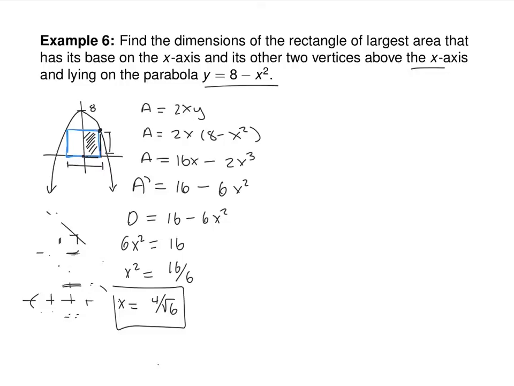Okay, and before we find the other dimensions, let's figure out if it's a max or a min. So what's the second derivative? 12x. Almost. Negative 12x. And A double prime of 4 over root 6 is less than 0, right? Some negative number. So A is concave down, thus max, right?